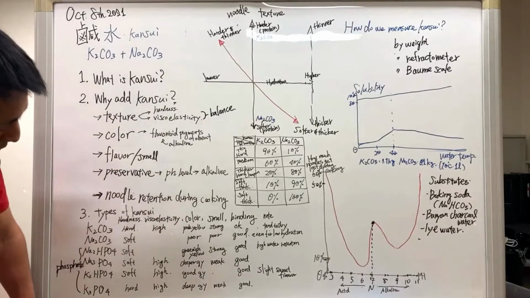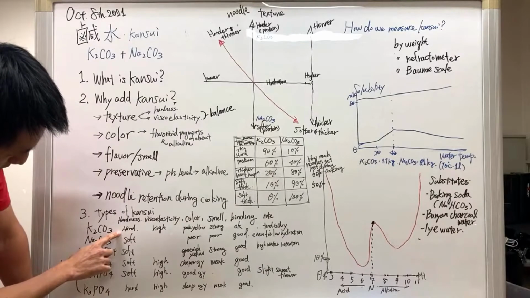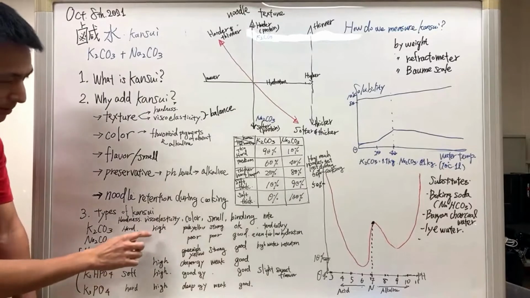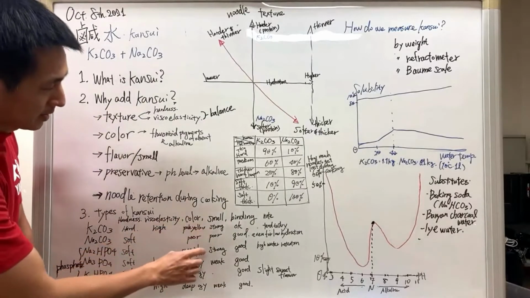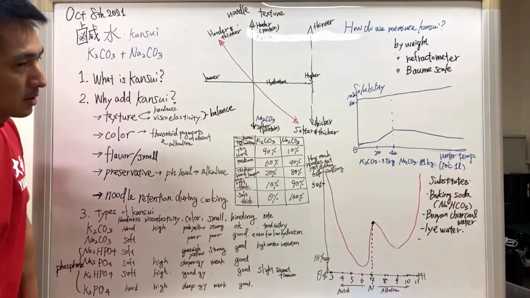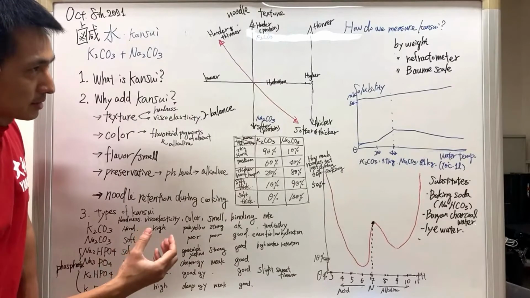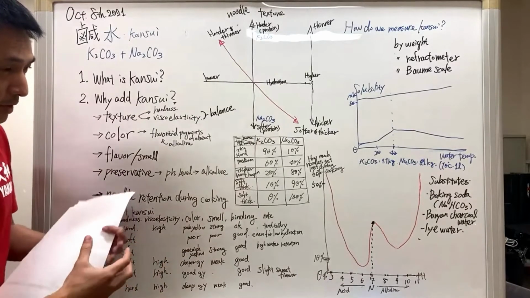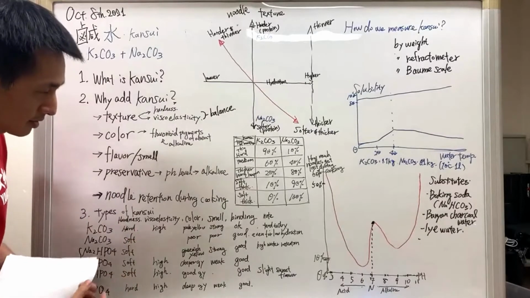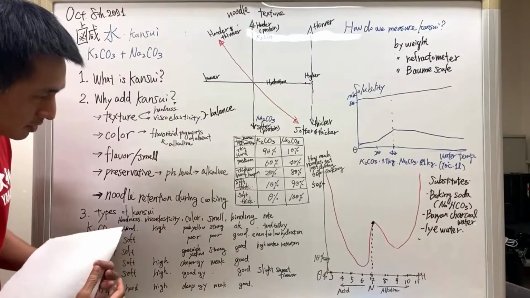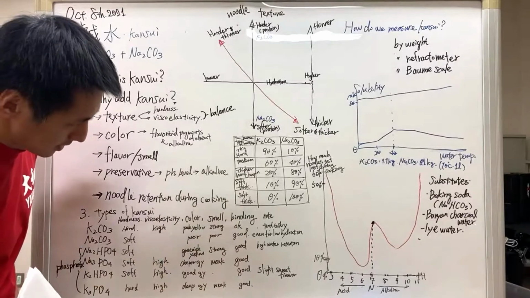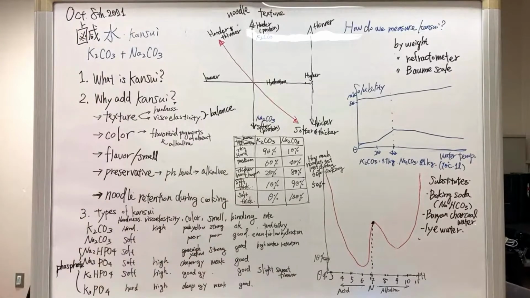Basically, it controls hardness, viscoelasticity, and the color and smell. And then I wrote binding. Binding means how well all these ingredients, like flour and water, bind together, how much Kansui helps to bind all these ingredients together. So these are the different characteristics of different types of Kansui.